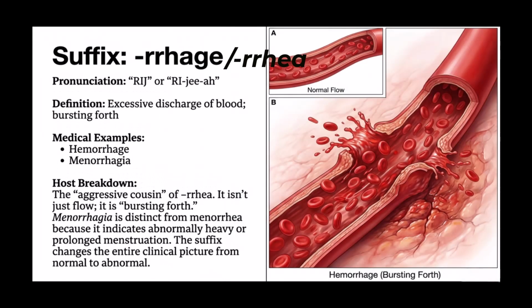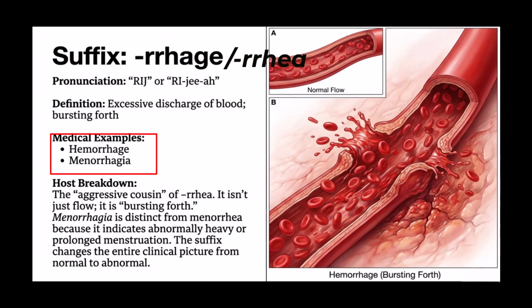Okay, let's tackle two suffixes about flow. The rrhea versus rrhagia. The pronunciation is everything here. Rrhea means flow or discharge. Rrhagia means bursting forth. It's excessive. So rhinorrhea, from rhino for nose, is just a runny nose, a simple flow. Correct. But contrast that with hemorrhage. Hem is blood. That's not just a flow, that's blood bursting forth. It implies urgency and a lot of volume.